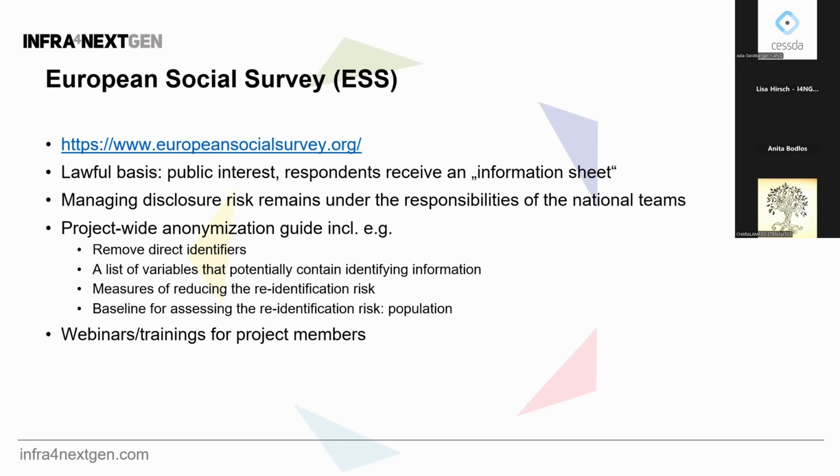Another guideline is that they of course outline that the risk of re-identification has to be minimized, and as support to achieve this goal, they offer a list of variables that potentially contain identifying information. In this project-wide anonymization guide, there is also a list of measures describing how the re-identification risk can be reduced, which is basically a description of how data can be aggregated or how researchers can apply winsorization to achieve this anonymization goal.